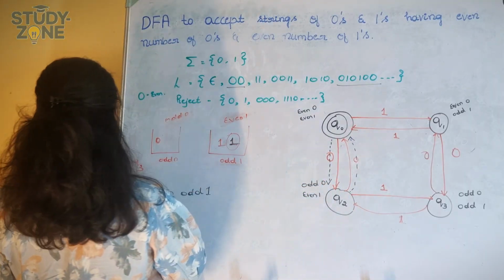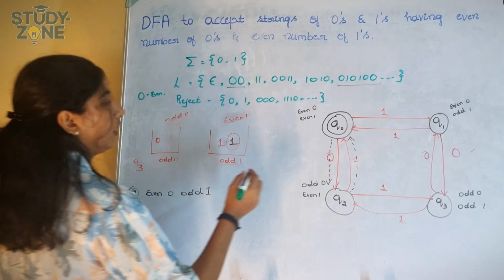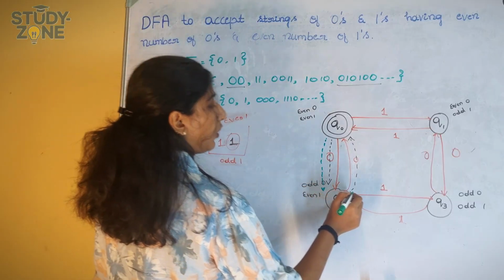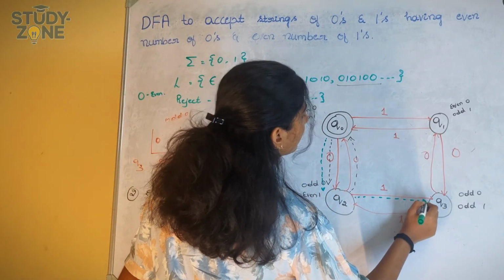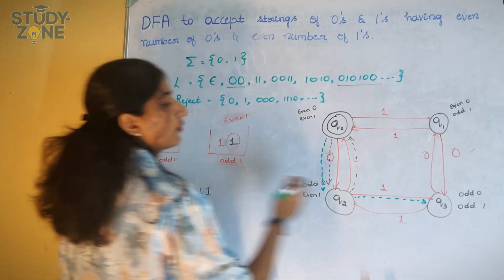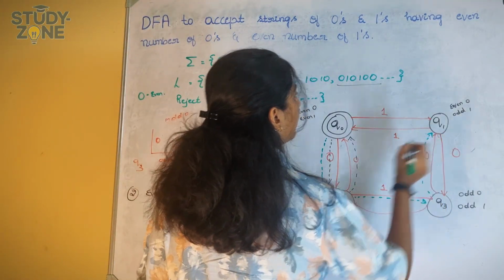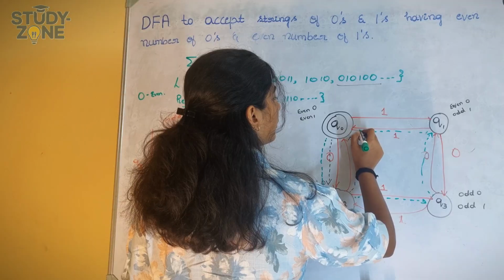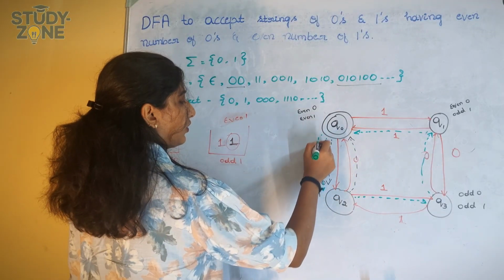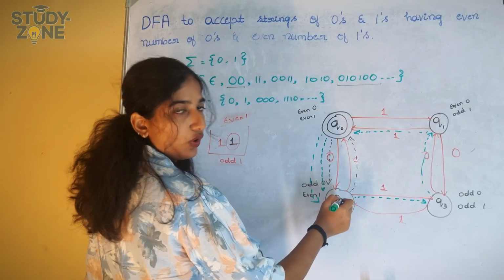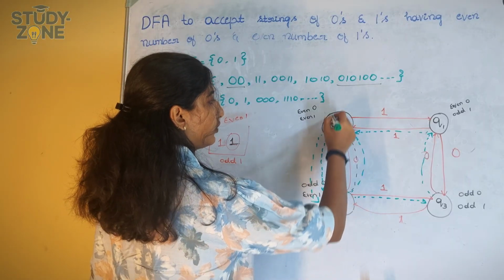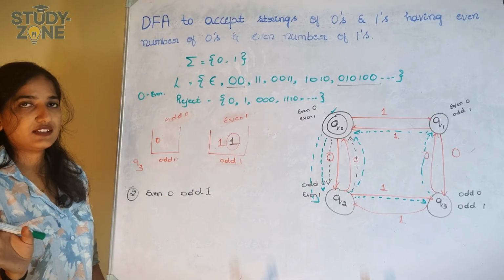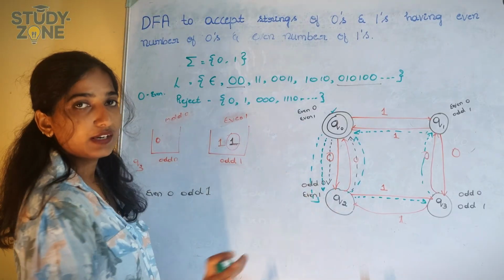Now let us take 0, 1, 0, 1, 0, 0. Q0 on 0 is moving to Q2, and then Q2 on 1 is moving to Q3. Done. And Q3 on 0 is moving to Q1. Done. Then again 1, so Q1 on 1 moving to Q0, and Q0 on 0 moving to Q2, and Q2 on 0 again moving back to Q0, which is an accepting state. So we have solved 2 examples, both are correct, so our transition diagram is right for proper strings.